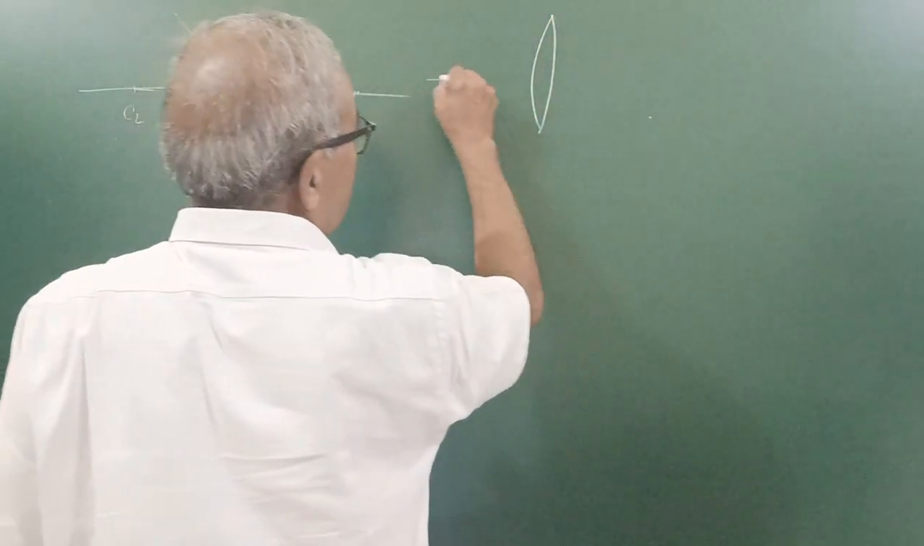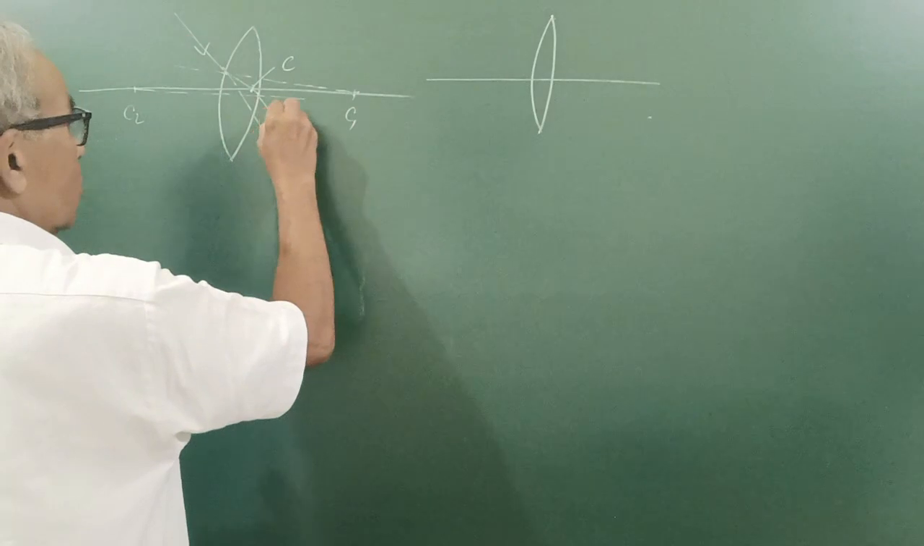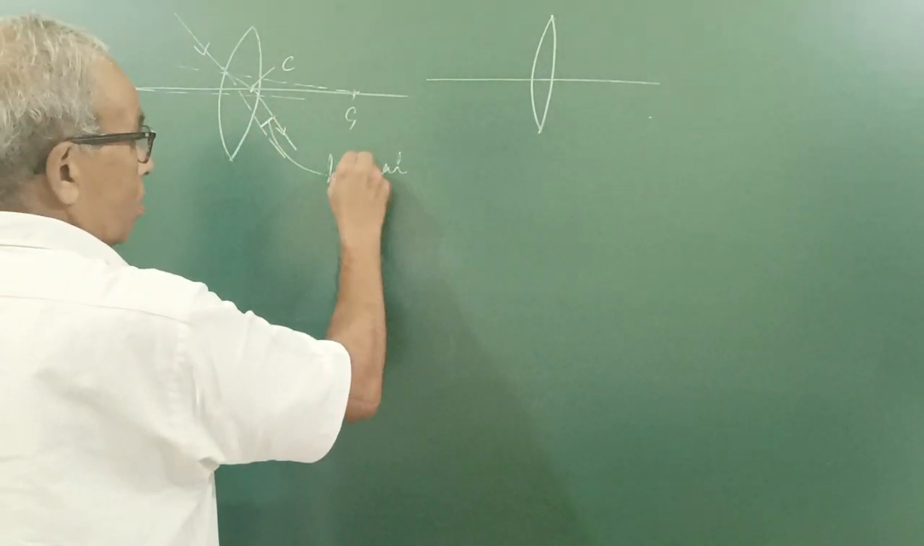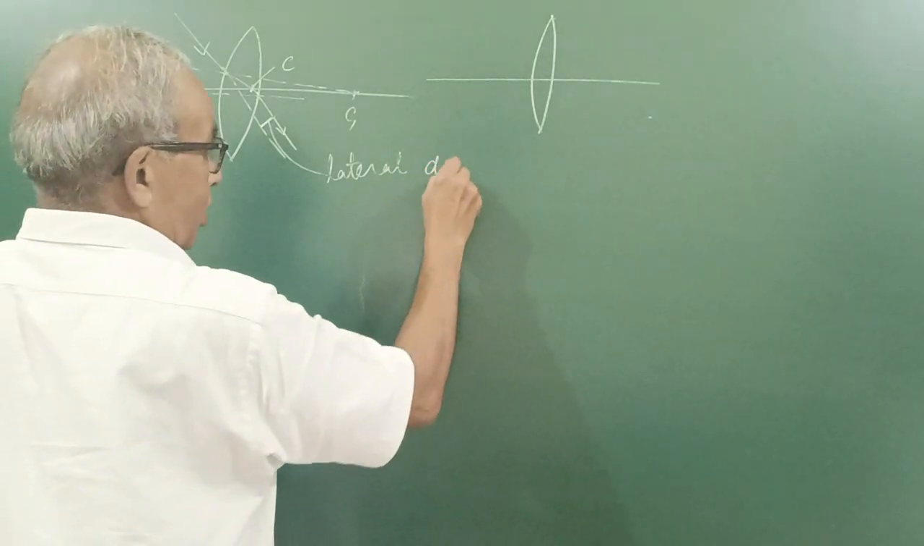In case of thin lens, generally lenses are thin. This much is called lateral displacement.